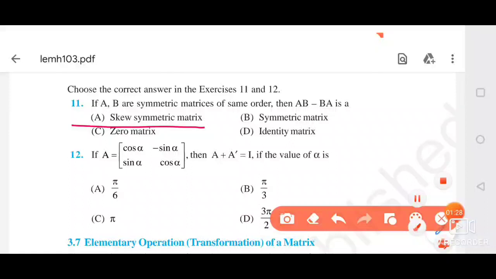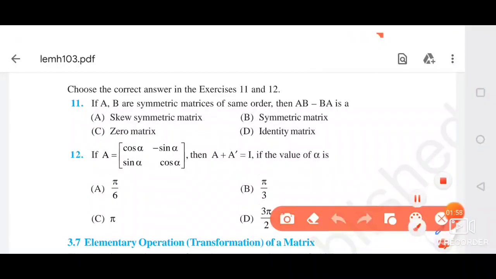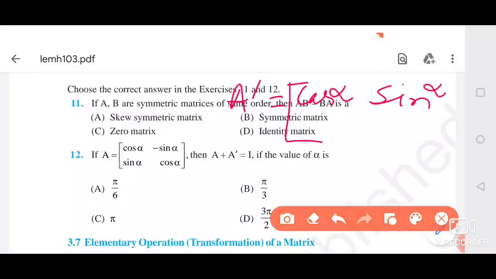Let us move to the next question, question number 12. It is given that if matrix A is given, then A plus A transpose is equal to I, find the value of alpha. Now see here, A transpose and A both are of order 2 by 2, so the identity matrix will also be of order 2 by 2. Let us write. A transpose will be equal to cos alpha, sin alpha, minus sin alpha, cos alpha.